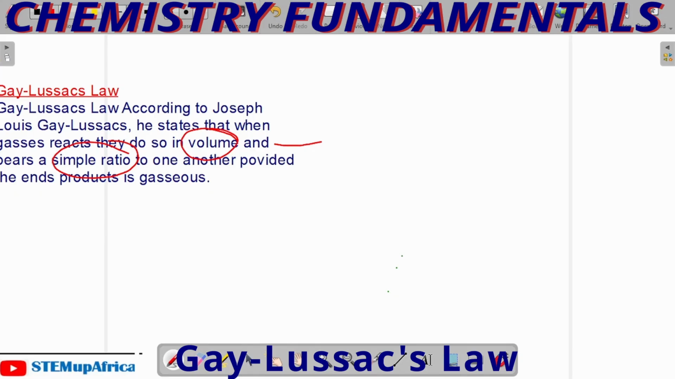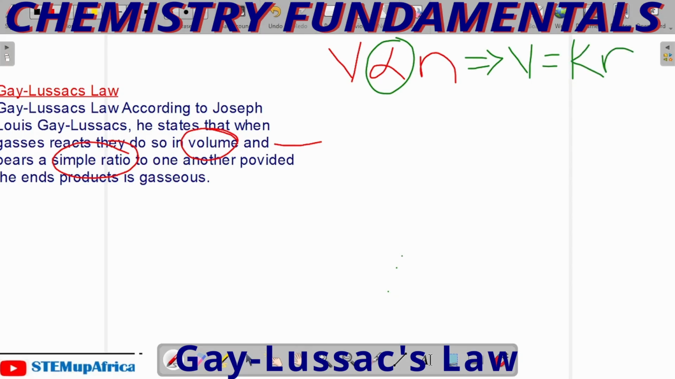So how are they related mathematically? We can have that volume is proportional to the mole ratio of the gas. If I want to remove the sign of proportionality, my volume becomes V equals Kn. Let's make K the subject of the formula. My K becomes V over n. So how do we apply this simple mathematical expression to solve questions under Gay-Lussac's law?